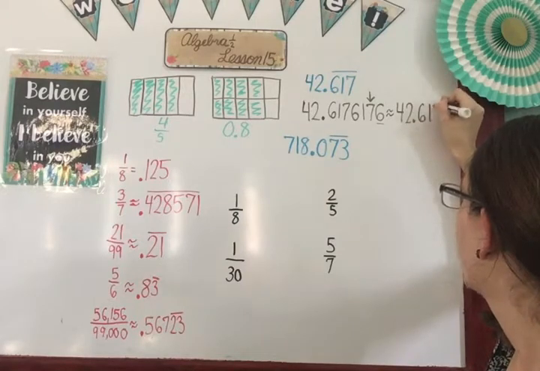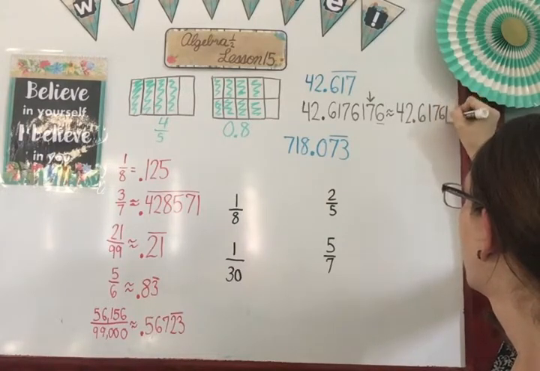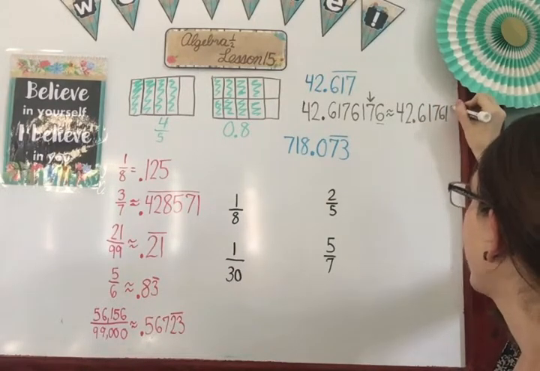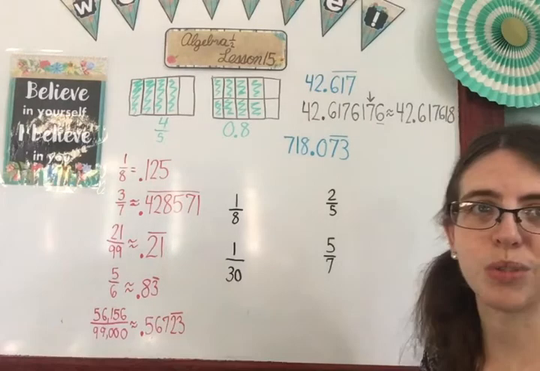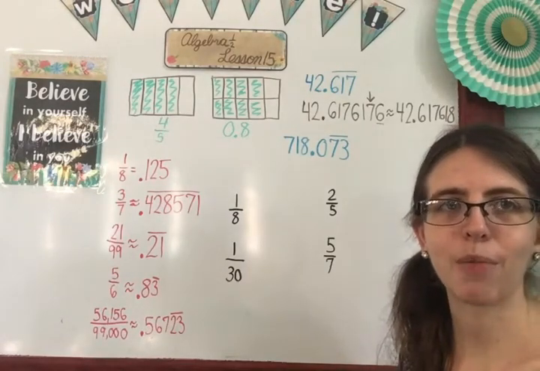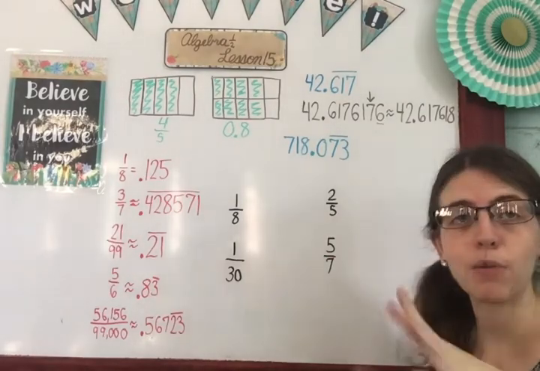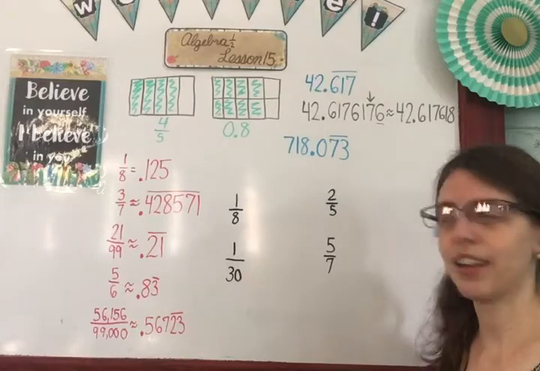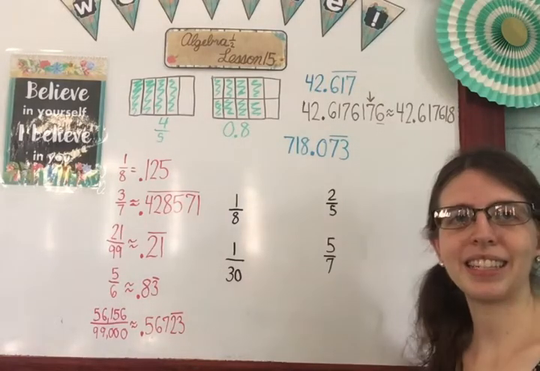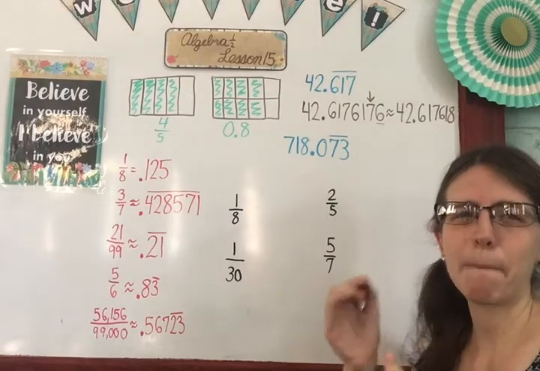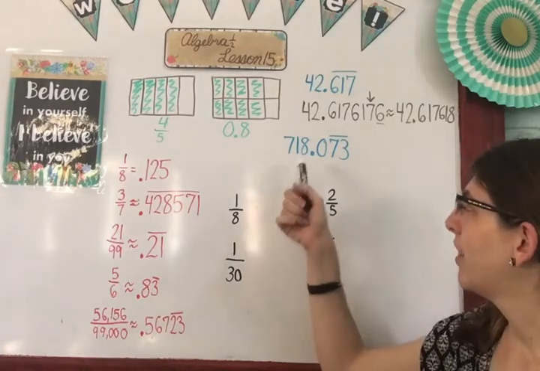So this becomes about 42.617618. Okay, sorry, I got a little squished there in the end. Okay, so I round my 7 up to an 8, and there I have my decimal. So now I don't have to write repeating over it because I've rounded it. That little squiggly line means that it's not exactly equal, it's about. How about this one?